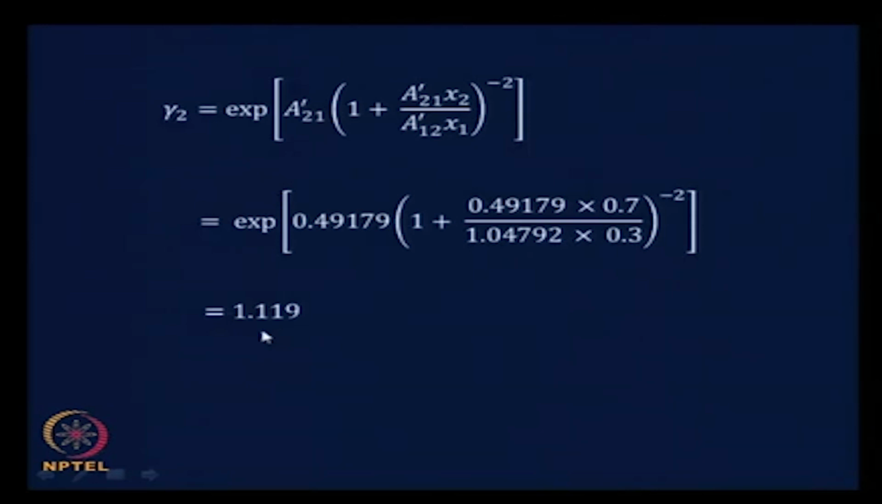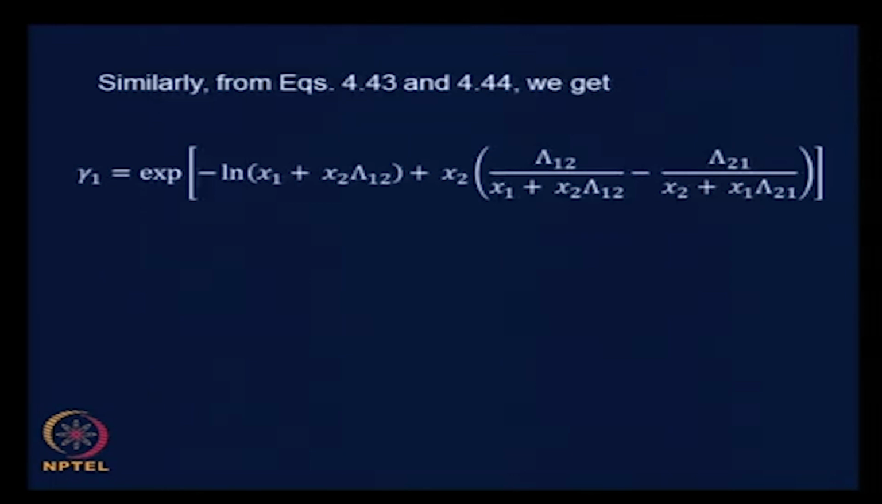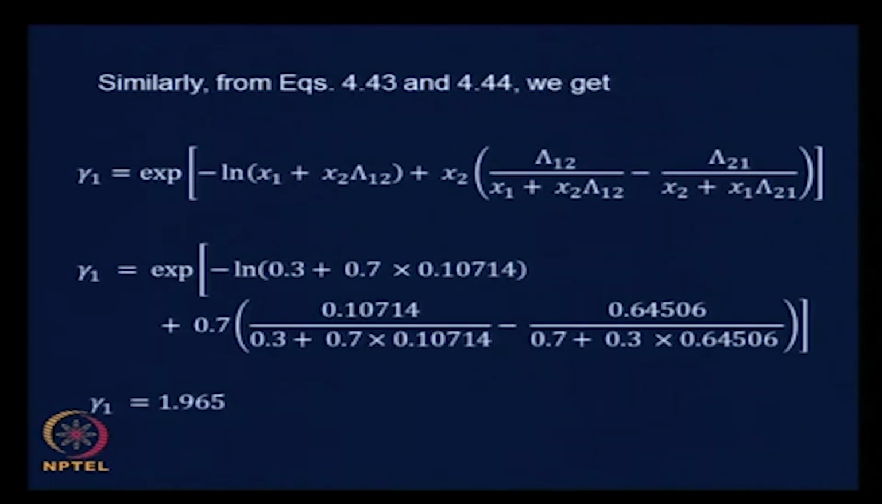There is a variation, and that is the reason for coming up with different models for different systems. This just gives you an idea of the variation that you can expect. The gamma 1 also has a variation. In the case of Van Laar it is 1.331 that we got, and in the case of Wilson it is 1.965. You need to be aware of this, there is nothing wrong with this. The various constants were taken from experimental data, so this is the kind of variation that you would expect, and that was the reason for coming up with better and better models.